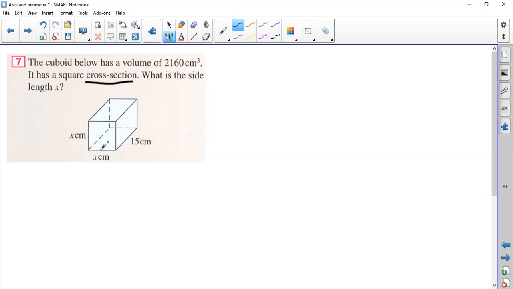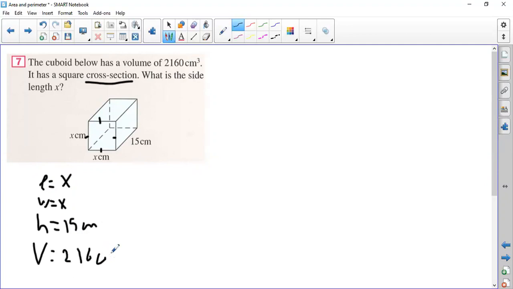We know that the sides of a square are all congruent, all equal in length. And the height is given as 15, and we know the volume, which is 2,160 centimeter cubed. So we have the length equal to x. The width again is equal to x. The height is equal to 15 centimeter. And the volume is equal to 2,160 centimeter cubed.